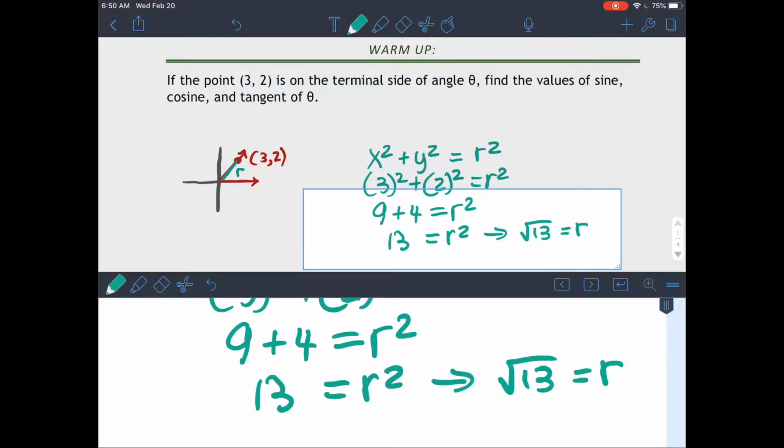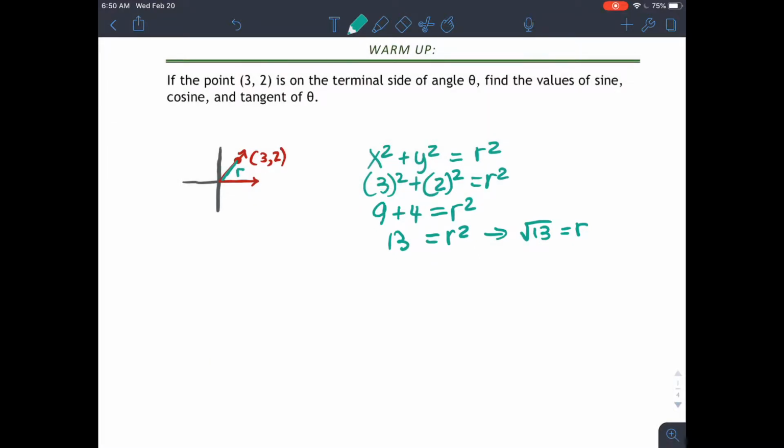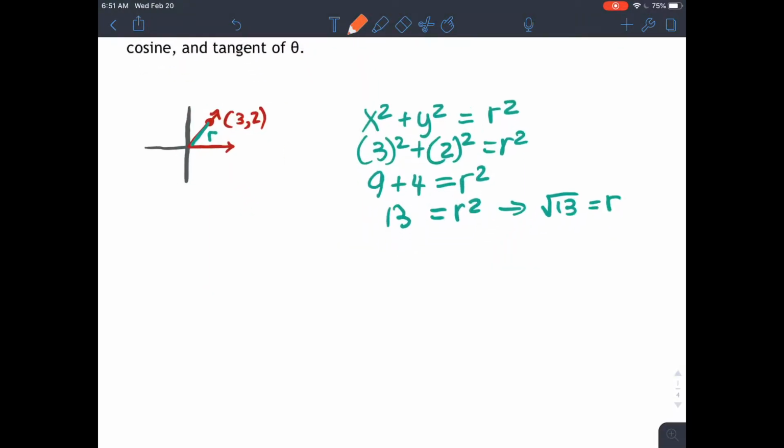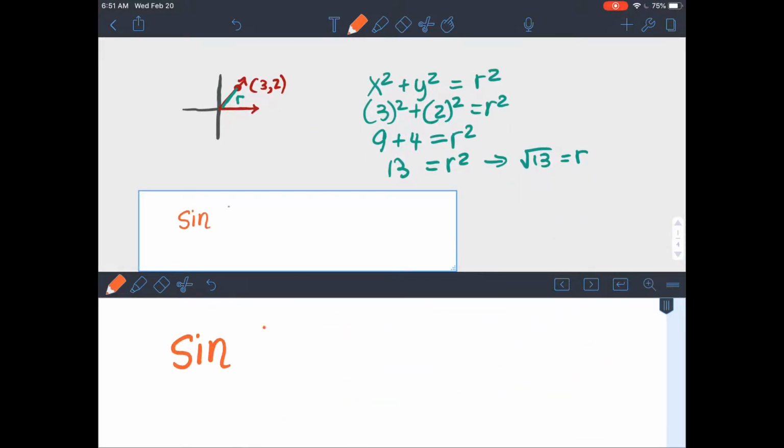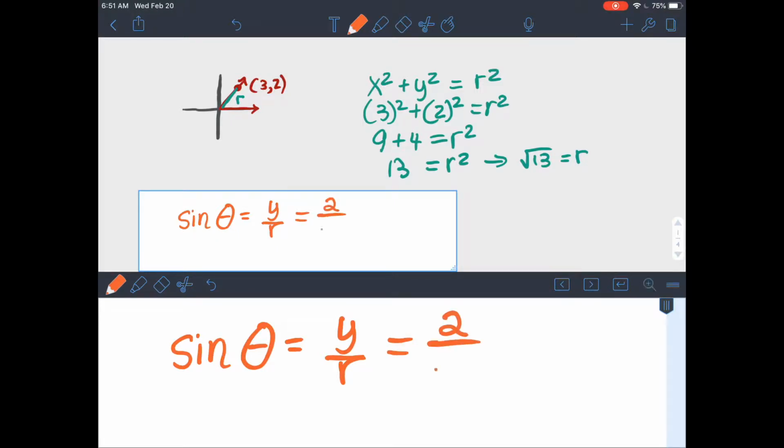And then you can go back to your definitions. We just need sine, cosine, and tangent. So sine for this angle would be y over r, which is, in our case, 2 over square root 13. So 2 square root 13 over 13.